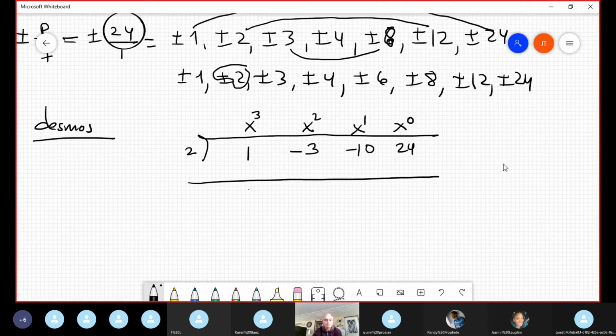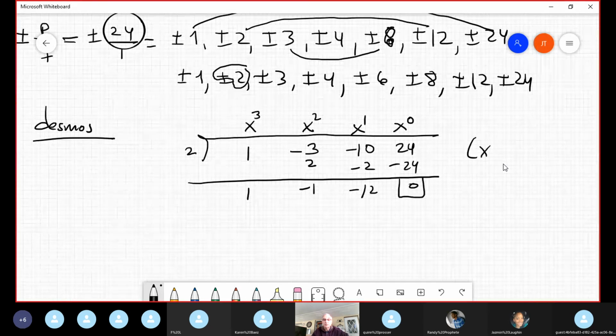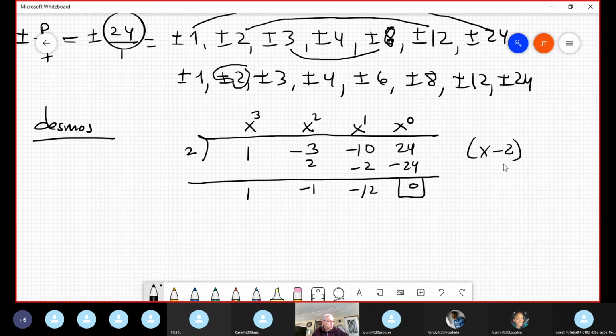Bring down 1. Multiplication is 2. Is negative 1. Multiplication is negative 2. Is negative 12. Multiplication is negative 24. 0 remainder is a confirmation, okay, the factor x minus 2 belongs.